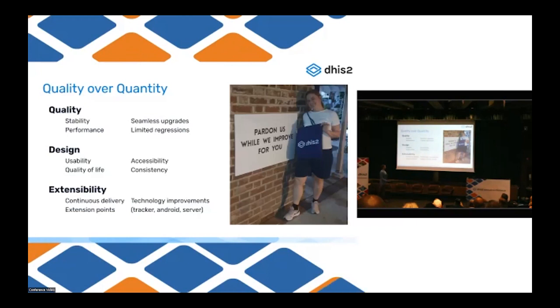And then extensibility, which, as I mentioned, is allowing the rapid iteration and the rapid adaptation of DHIS2 to local contexts. That means we need to focus on building a rock solid platform for that extensibility that extends beyond just applications.